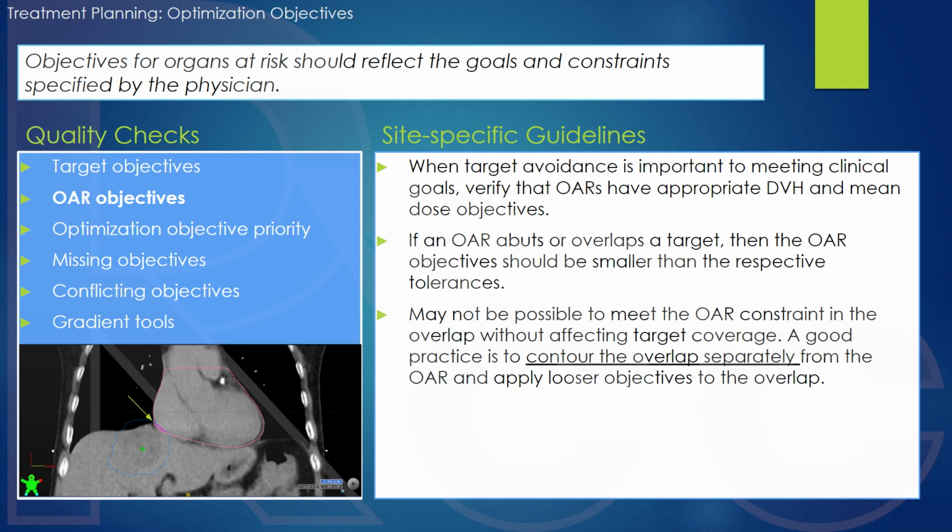So what about the objectives for the organs at risk? Well, when target avoidance is important to meeting clinical goals, the OAR should have appropriate DVH and mean dose objectives placed. If an OAR abuts or overlaps the target, then that OAR objective should be much smaller than the respective target in order to reduce dose.